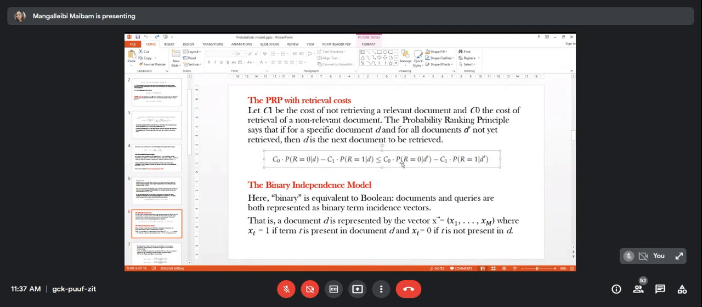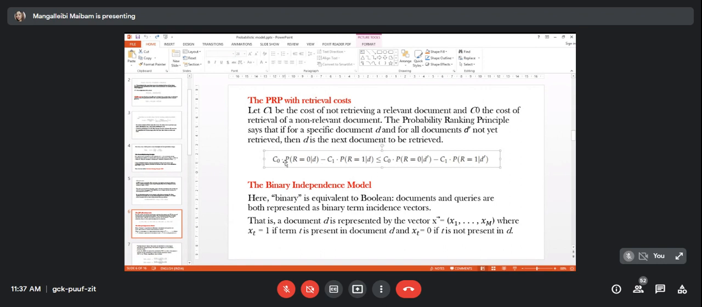C0 multiplied by the probability of returning a non-relevant document, and this document is not yet retrieved, minus C1 into the probability of returning a relevant document, for the document which is not yet retrieved. So this is the condition.